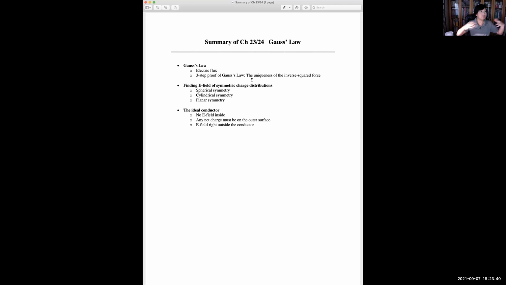Because as we grow the Gaussian sphere, let's say we double it, so the radius becomes 2r instead of 1r.